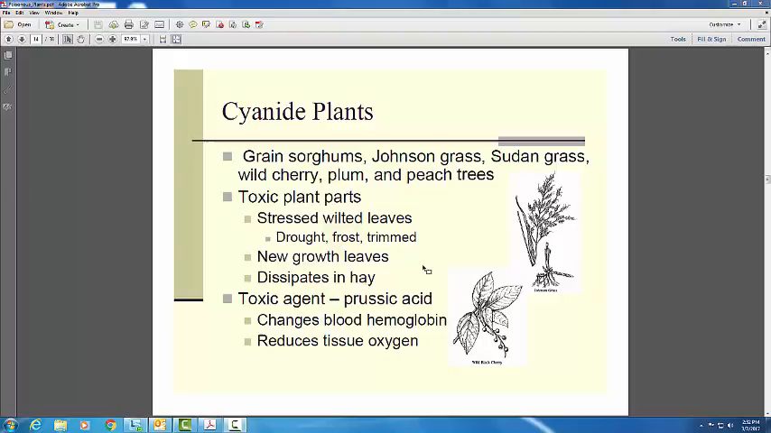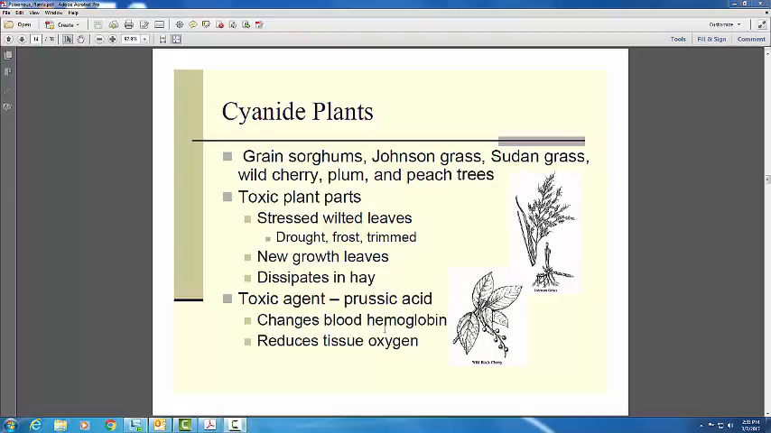The new growth is going to actually have the cyanide in it, and it can potentially be dissipated during hay processing if the farmer leaves that material outside for a long enough period during the processing of hay. That can dissipate the cyanide and make it go out. The toxic agent is prussic acid.